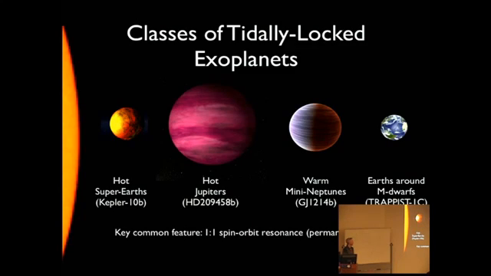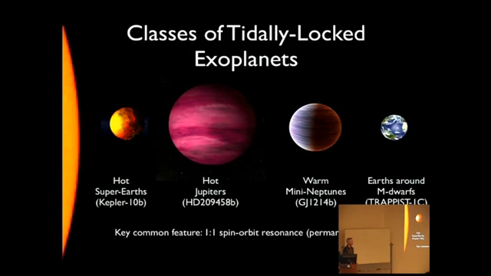And then planets, Earth-like planets around M dwarfs. A typical planet of interest that has been recently discovered would be TRAPPIST-1c. That's a planet about the size of the Earth that received about the same flux as the Earth. So it's pretty interesting.